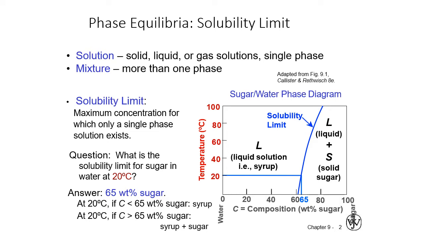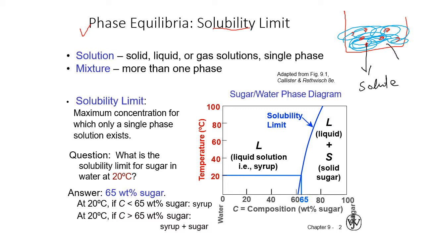Okay, so now we can define phase equilibrium and the solubility limit, right? These are basically the terms related to a solution. So if I have a solution, for example, I have water and some sugar particles in it, right? The sugar particle is called the solute and the water is called the solvent, right?